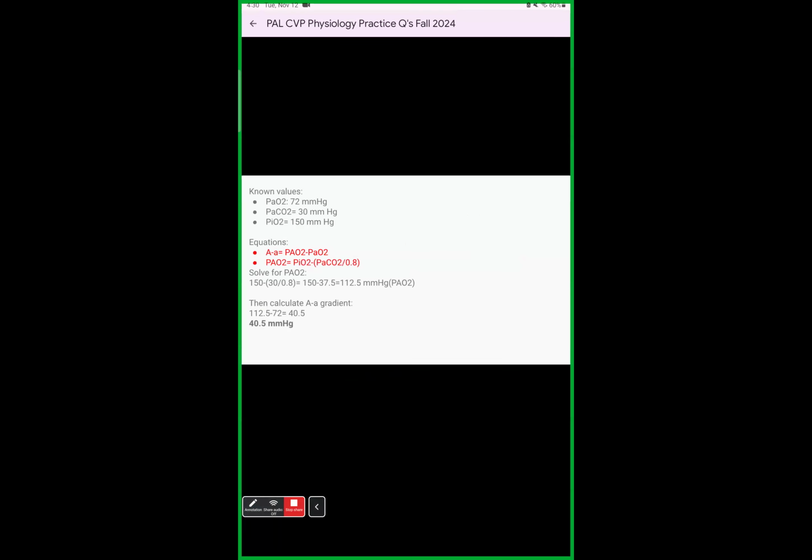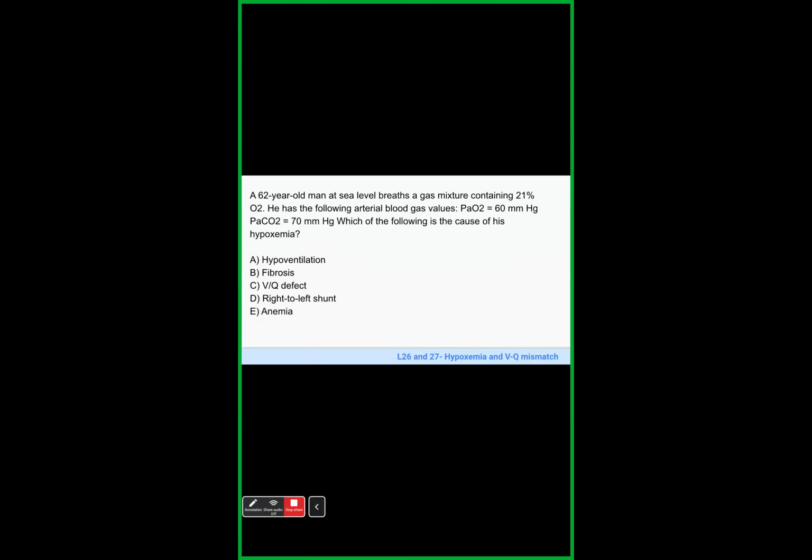Here is the calculation in case you want to refer to it. Okay, moving on. A 62-year-old man at sea level breathes a gas mixture containing 21% oxygen. He has the following arterial blood gas values. PaO2 is 60 millimeters mercury. PaCO2 is 70 millimeters mercury. Which of the following is the cause of his hypoxemia?